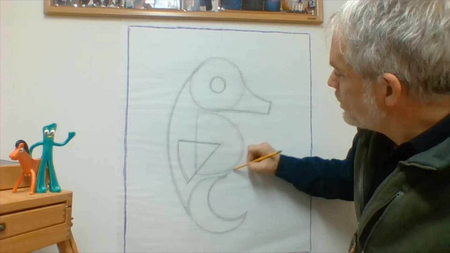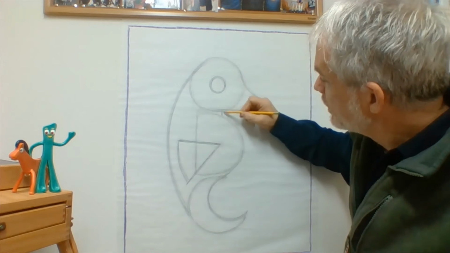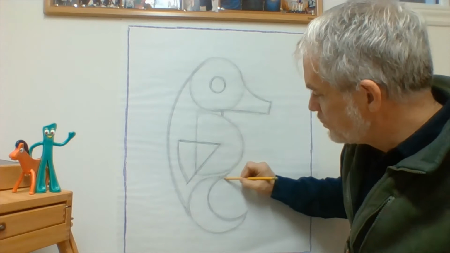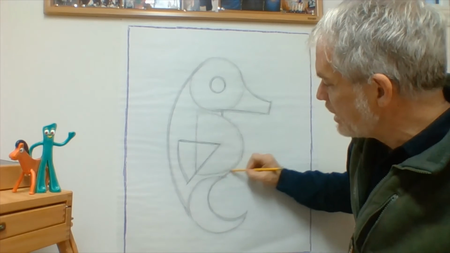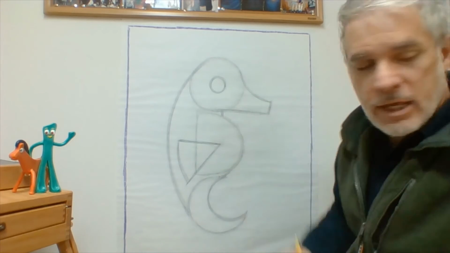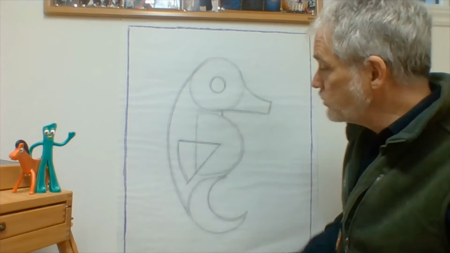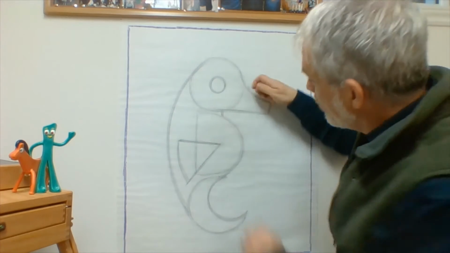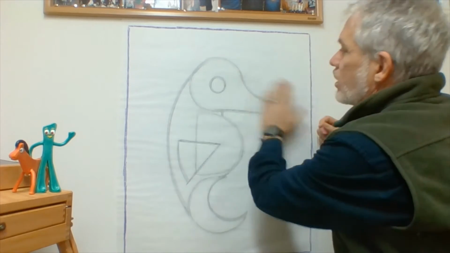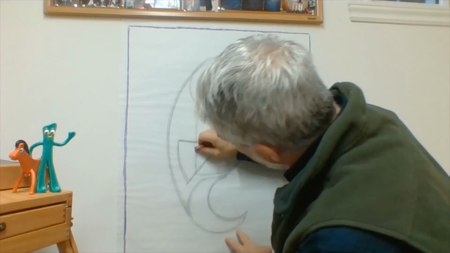And there's a little bit more that we can do to our seahorse. Let's see, I'm going to draw a little line right here just to connect his head to his body. I'm going to do the same thing right here. I'm going to connect his tail to his body. And now I'm going to take my eraser and I'm going to erase some of the lines that I don't need. I don't need this line right here. And I don't need this line right here.